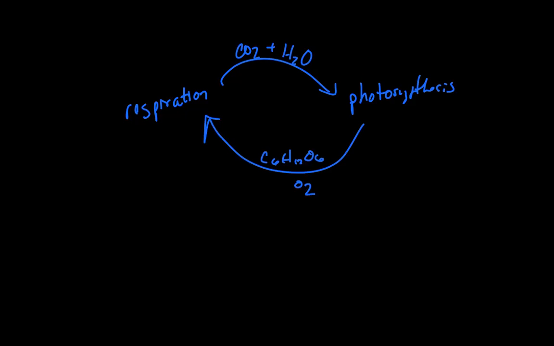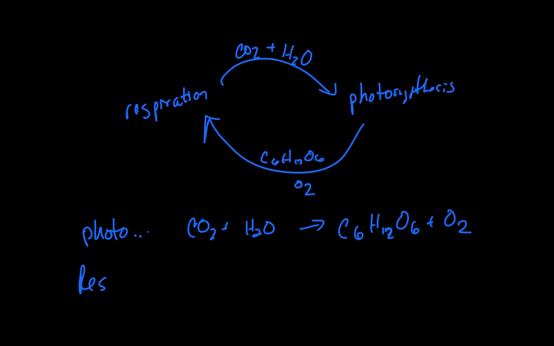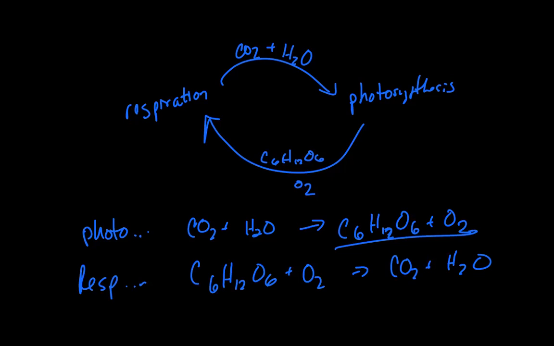Now, if I go back to the overall equation for photosynthesis, we have CO2 plus H2O yields glucose plus oxygen. The overall for respiration is exactly the opposite. So again, it's how these two processes keep each other going. That's why it's called a biochemical pathway. The products of one reaction are used as the reactants for the next reaction, and vice versa.